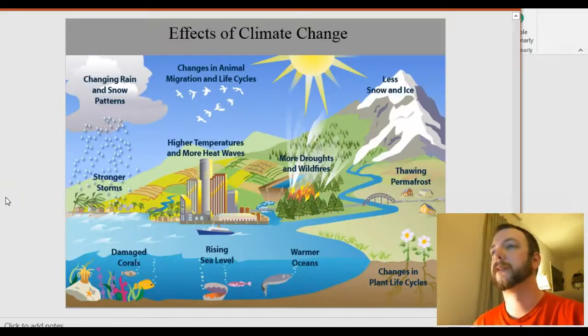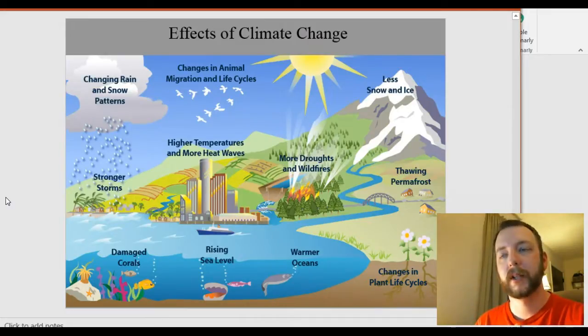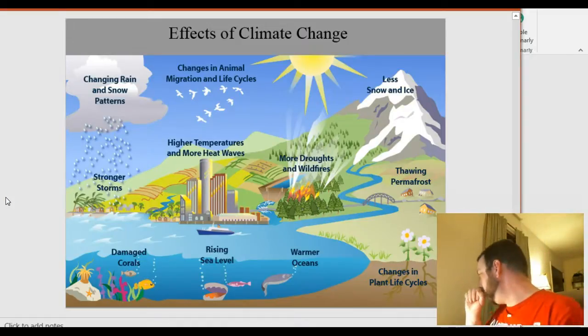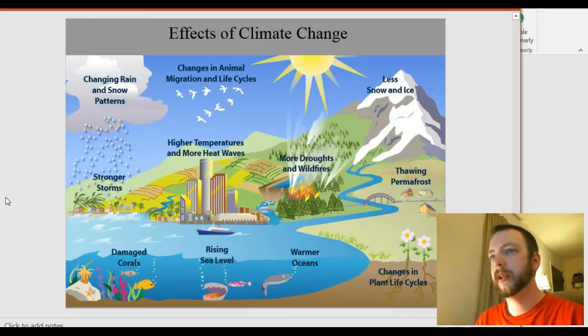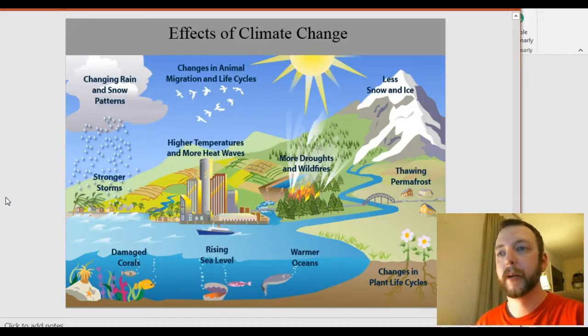And then here's the chart that I was shown when I was in elementary school about what the problems of climate change are. And I really hope the video that I'm about to show you, well, I'm not about to show, it's linked on here too, helps you understand it a little bit better.